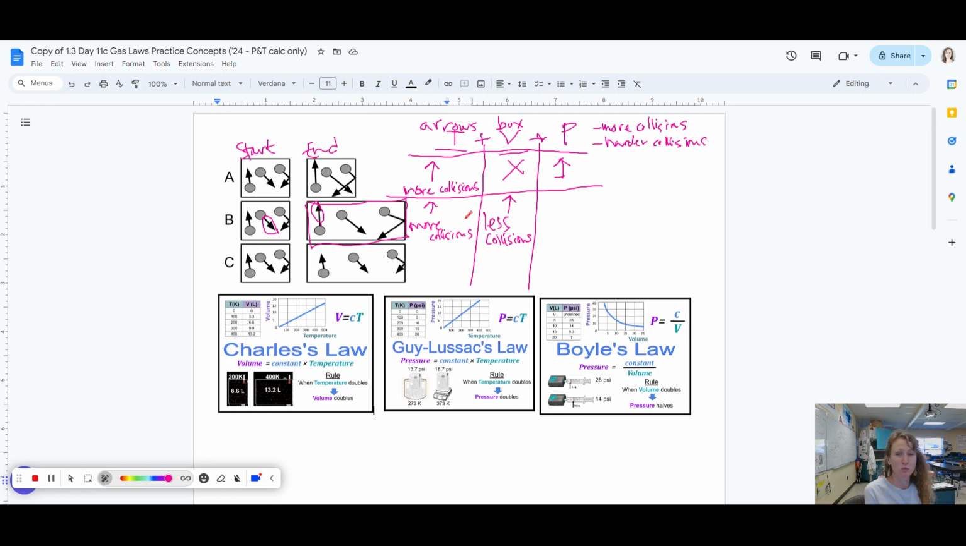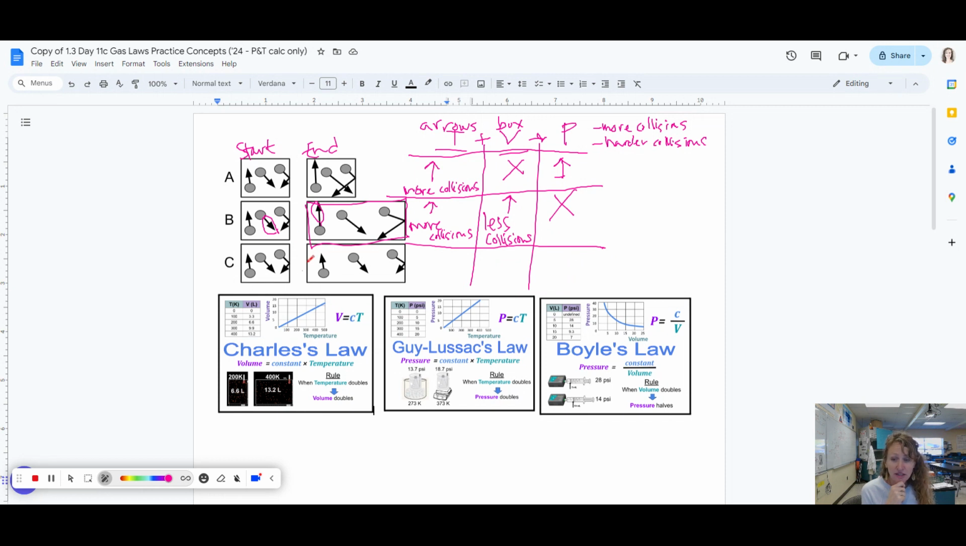So here we actually have more collisions happening from temperature, leading us to a higher pressure, but fewer collisions because our box is getting bigger. So we have two contrasting patterns for pressure, and we actually don't have enough information to know if this pressure is going to go up or down. So for now, we can just put an X there. Pressure, as far as we know, will stay constant until we know which one is dominating the conversation, temperature or volume.